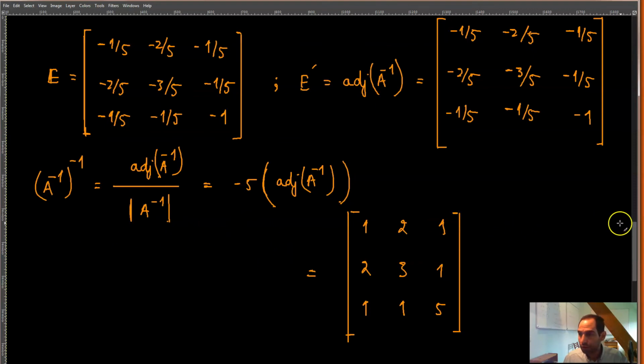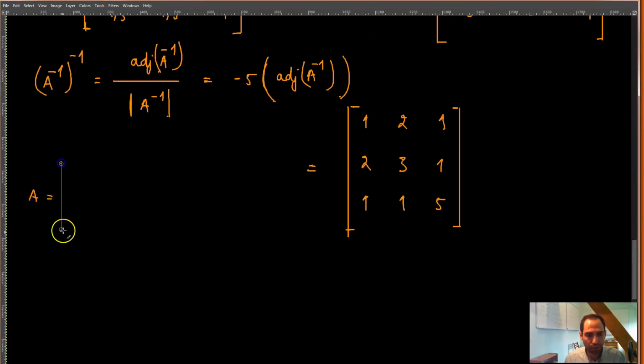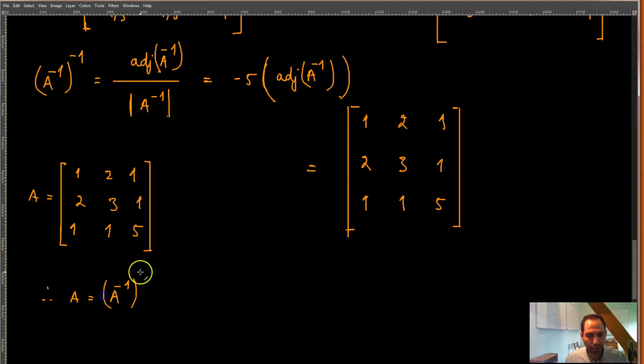We also showed that A was basically the matrix 1, 2, 1. In the beginning we had this matrix 2, 3, 1 and 1, 1, 5. And so you can see that 1, 2, 1, 2, 3, 1, 1, 1, 5. That basically means that A is the same thing as the inverse of A inverse. And that's basically what we wanted to verify. So this was question number 8. We have another 10 questions here to go.